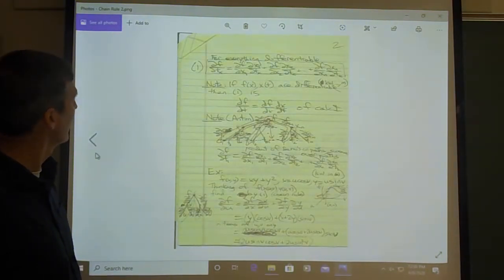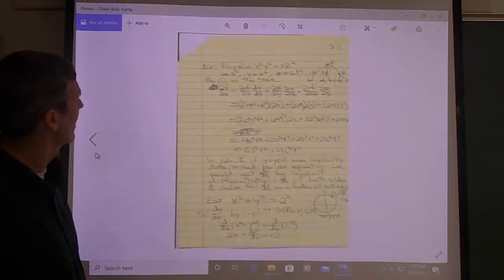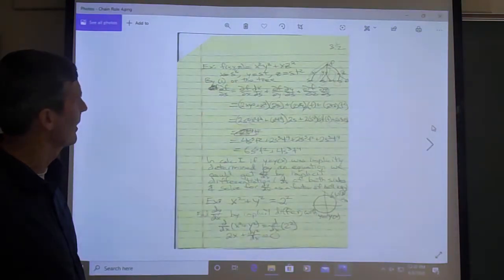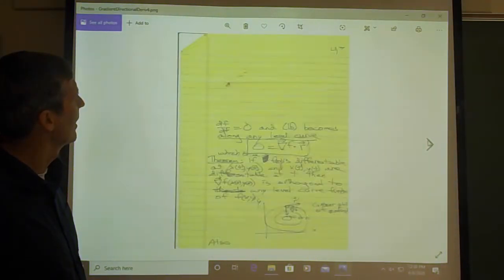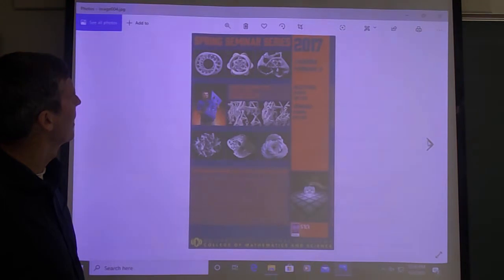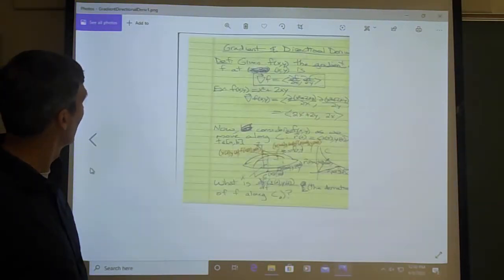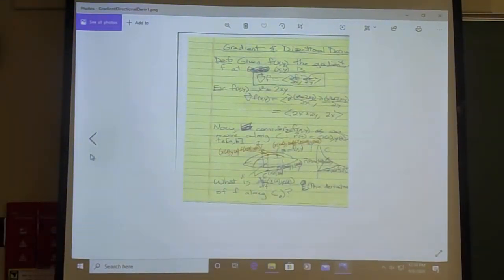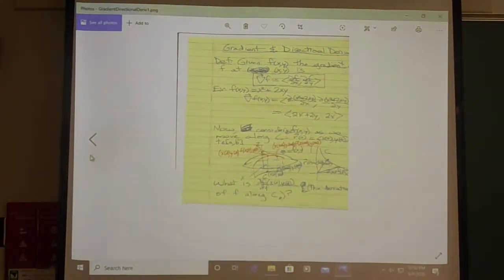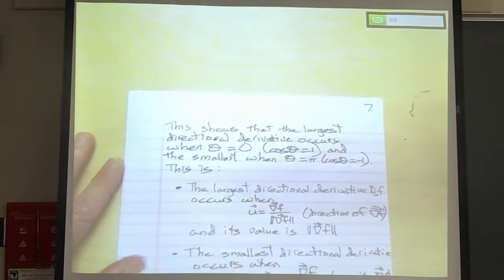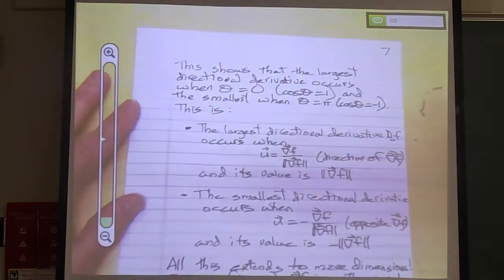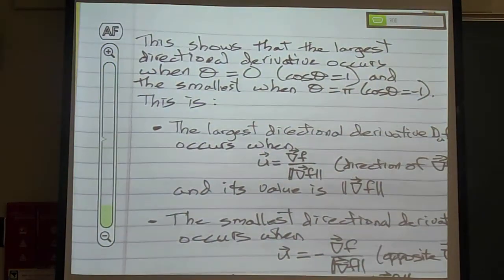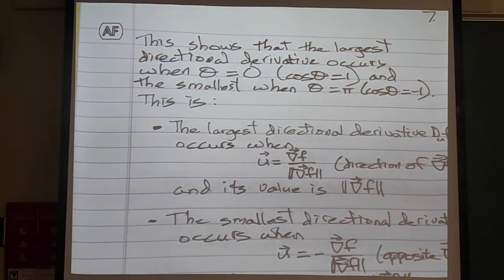Oops. Did the wrong way. Oh, I know, it's on the next page. Hold on. I didn't get a chance to put these on the computer yet.